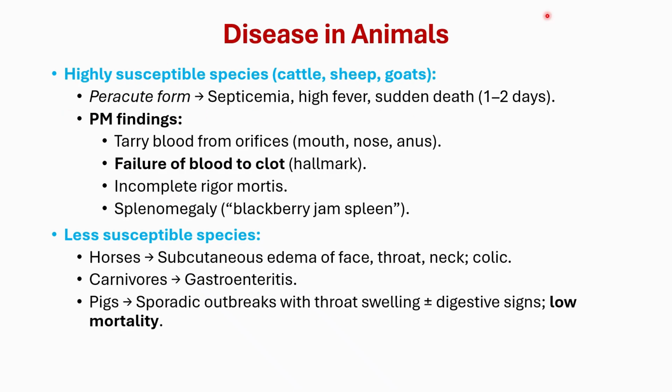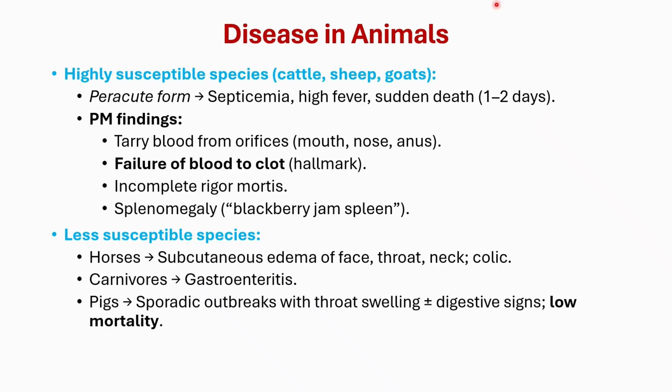Postmortem examination reveals characteristic findings such as tarry blood from orifices like the mouth, nose and anus. A hallmark feature is the failure of blood to clot along with incomplete rigor mortis. And the spleen is markedly enlarged, soft and dark, commonly described as blackberry jam spleen. In less susceptible species, the disease presents differently.